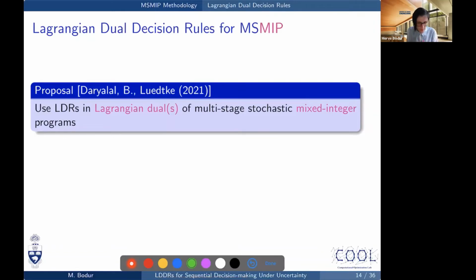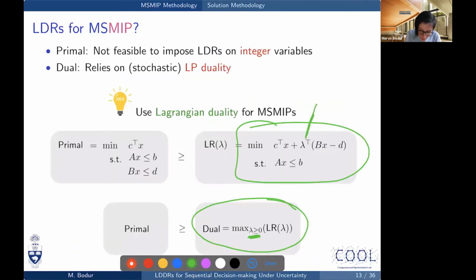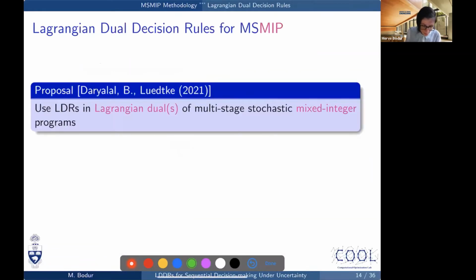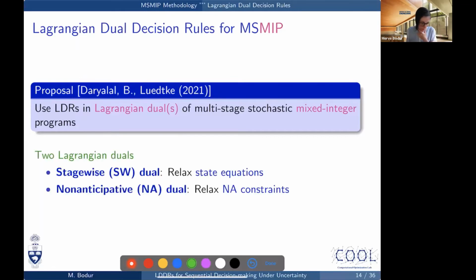So our key idea is to use these LDRs, apply them to these lambdas, the Lagrangian dual multipliers, and get our bounds and primal policies guided by them. So our idea is to apply these linear decision rules in some Lagrangian dual reformulations of our multi-stage stochastic mixed integer programs. In that regard, I will quickly show you two different Lagrangian duals that we are proposing. The first of them relies on the MSP formulation that I showed you, where we will be relaxing these state equations linking consecutive decision stages together.